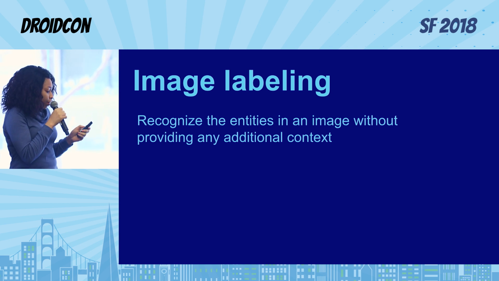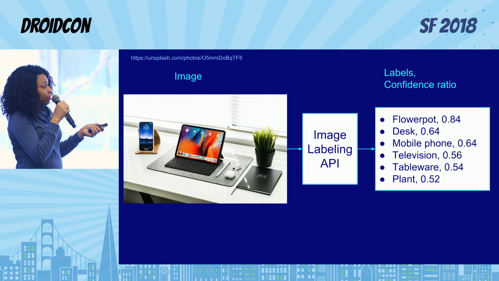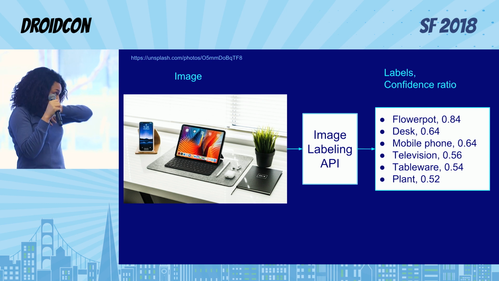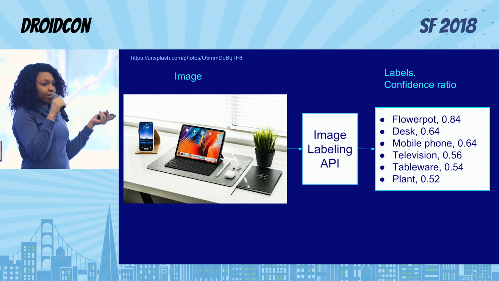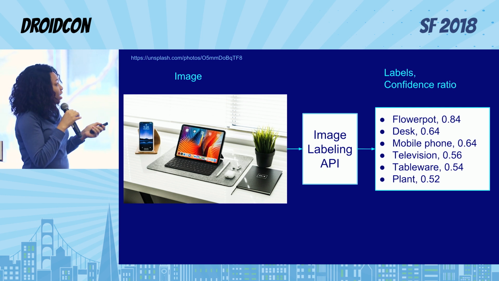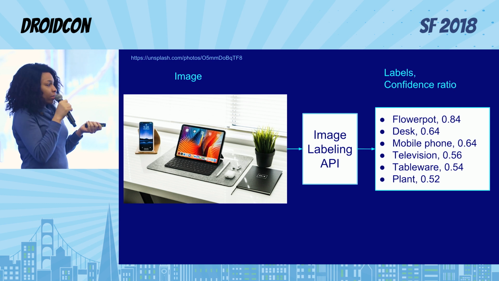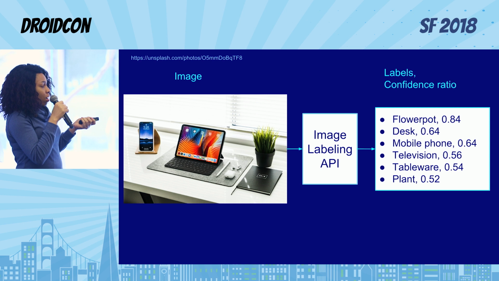So let's see how that looks. We see this image here. I sent in this image to the image labeling API, and these are the labels that I got out of it. We see here that it has a label, a flower pot, and it also has a confidence ratio. The confidence ratio just says how confident it is that this image contains that label. This is not so accurate, because I don't see a TV here, even though I see a screen.